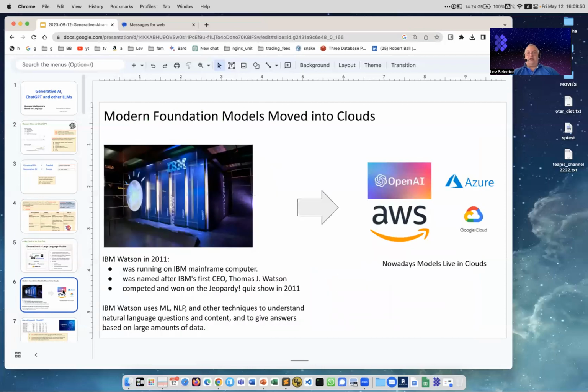We'll talk about it. One more thought: what has been happening in the last 10 years is that models go from computers to the cloud. So here's the example of IBM Watson in 2011. It was running on an IBM mainframe computer, and it won the Jeopardy show on television in 2011. But now it is like a dinosaur, because now all the big models we'll be talking about are all on the cloud. It's OpenAI, it's Azure, Microsoft, Amazon, Google Cloud. They all have a similar set of foundation models, and they live in the cloud.